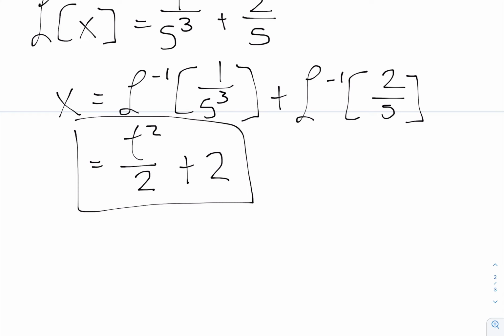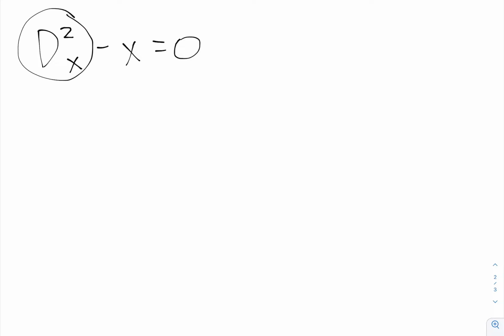So now that we did that, let's do a bit of a harder one. Let's say d squared x minus x, where x is just the function x of t, equals 0. So if we have some function, we're taking the second derivative of that function, and we subtract the function itself, x, from its second derivative, then we should get 0.